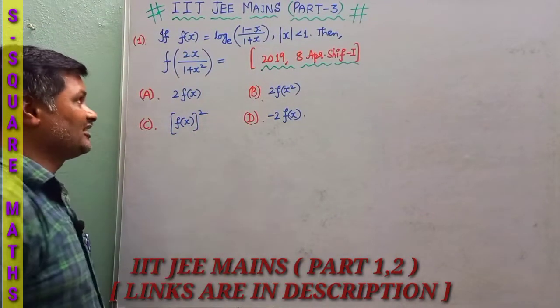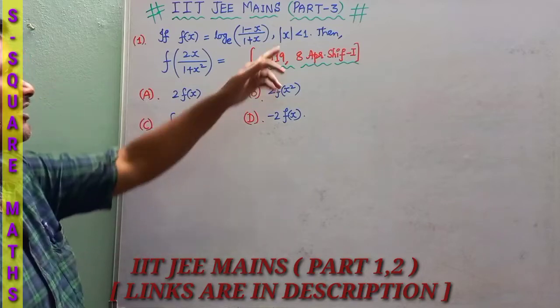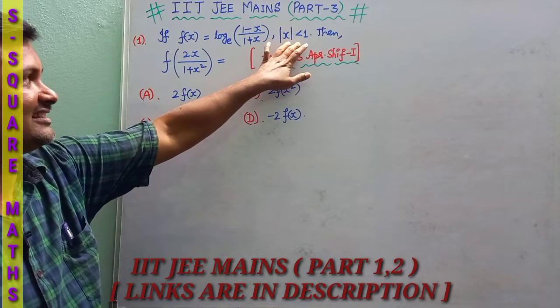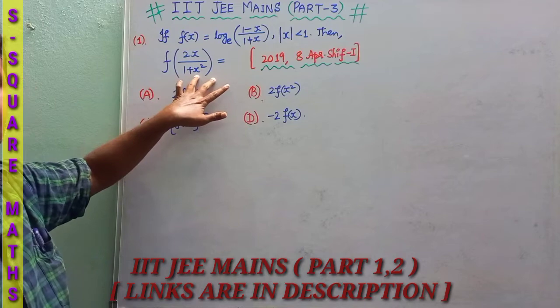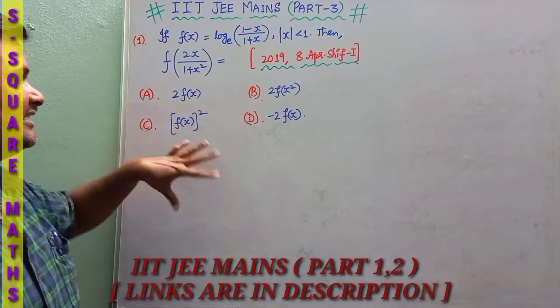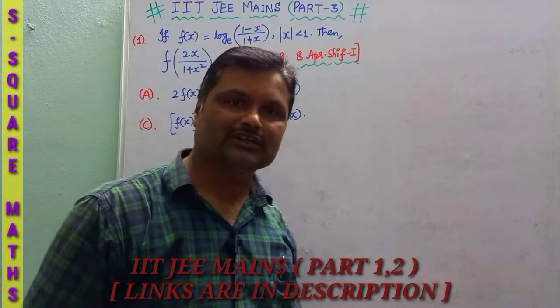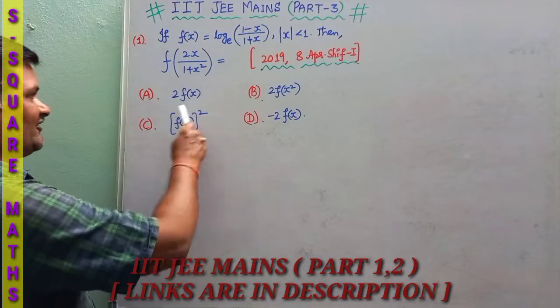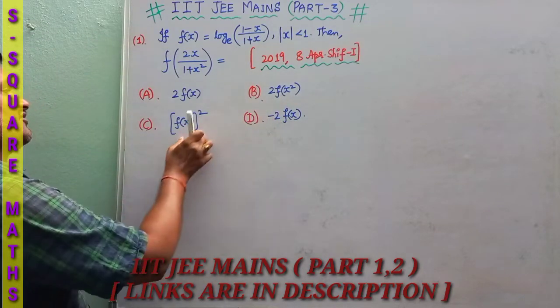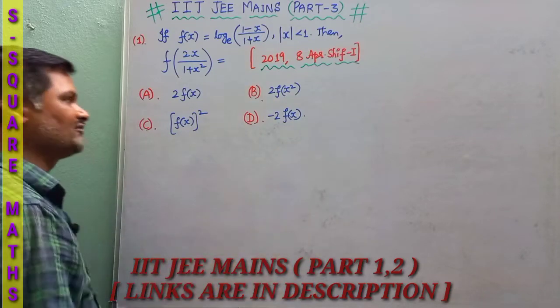If f of x is given as log of (1 minus x) by (1 plus x), where the absolute value of x is less than 1, then we have to determine its value. Which of options A, B, C, D is going to suit? A is 2f of x, B is 2f of x square, C is f of x whole square, and D is minus 2f of x.